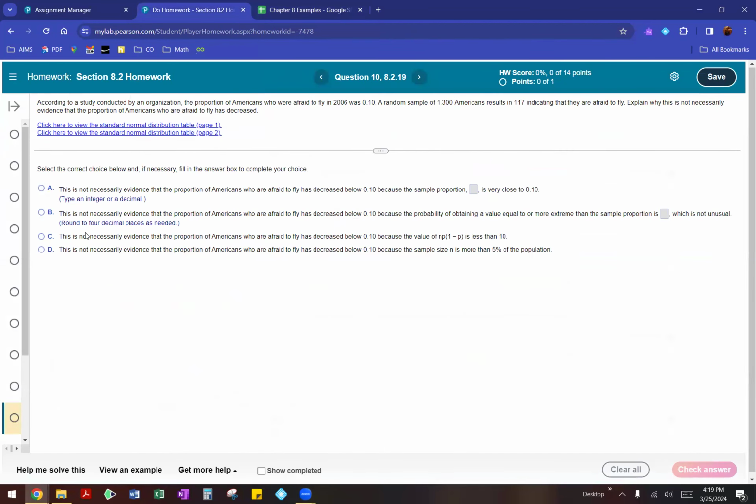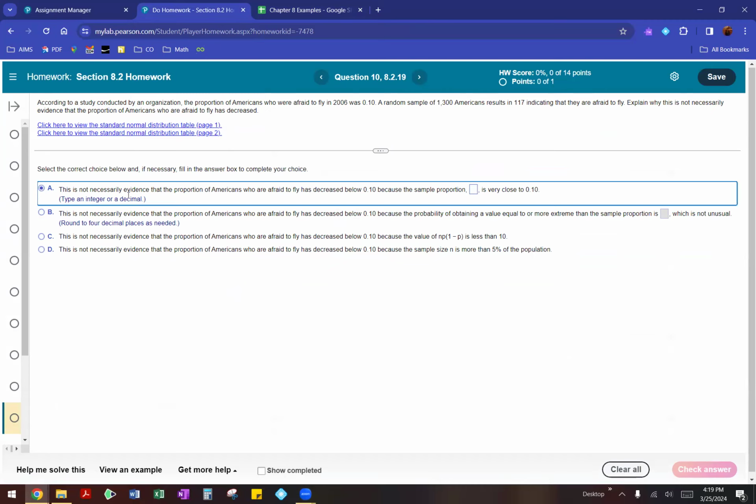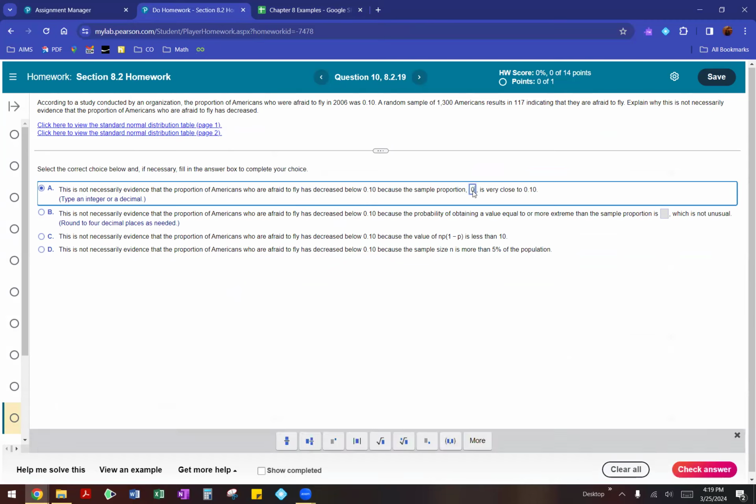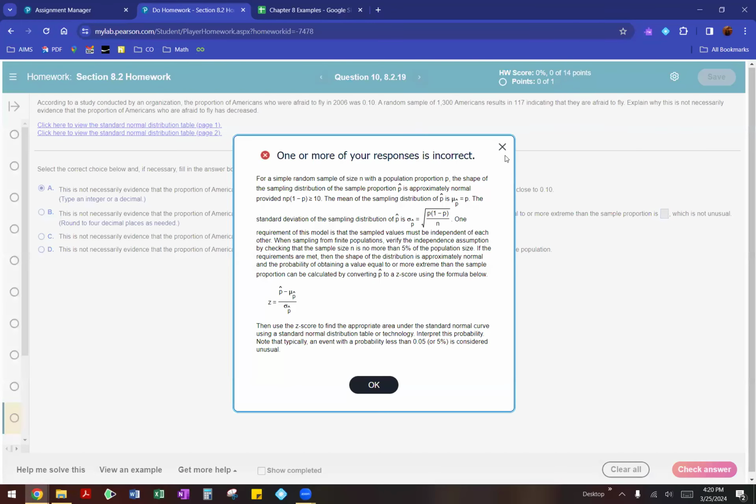So here we would say that it is not necessarily the evidence that the proportion of Americans who are afraid to fly has decreased below 0.10%, because your sample proportion, which came out to be 0.1147, is very close to the original proportion of 0.10, right? So we can go ahead and check that.